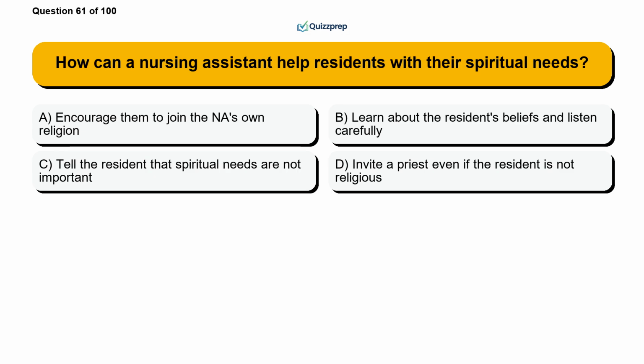Question 61. How can a nursing assistant help residents with their spiritual needs? Option A, encourage them to join the NA-Zone religion. Option B, learn about the resident's beliefs and listen carefully. Option C, tell the resident that spiritual needs are not important.